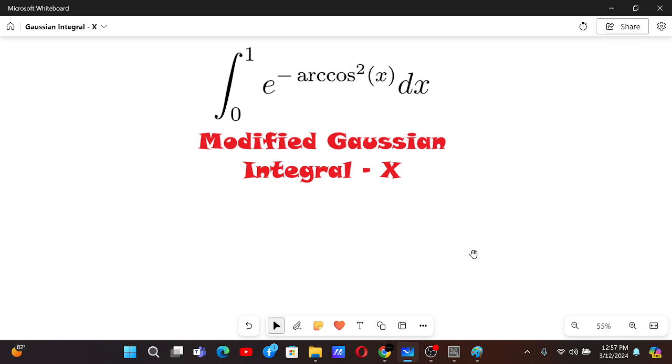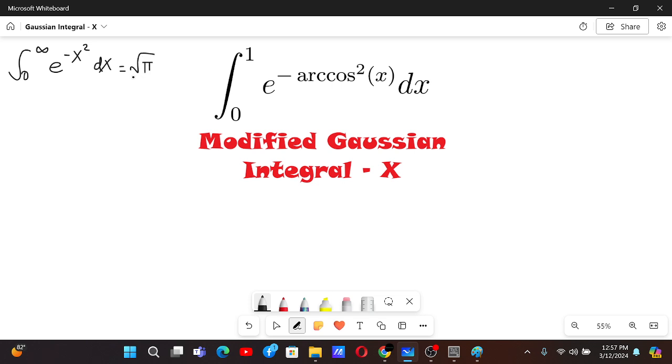Modified Gaussian integral x. Okay, so basically we are doing a series of videos where we are doing the modification. We are basically solving the modified Gaussian integrals. You all know that the Gaussian integral is this thing, integral from 0 to infinity of e to the power minus x squared dx, which has a pretty cool answer, that's root pi by 2.